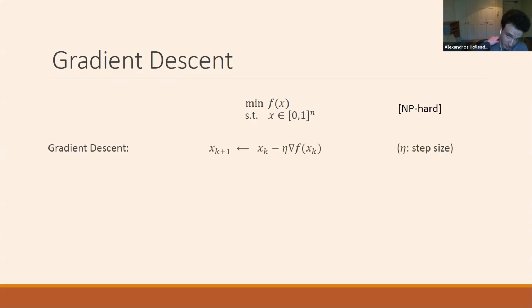In practice, though, what people do is that they still have to solve this problem somehow, or at least attempt to do so. And one very popular technique is the gradient descent algorithm. So the gradient descent algorithm is very simple. The idea is just you have this iterative process where the next iterate is obtained from the previous one by going in the opposite direction of the gradient in some step size, which is denoted by eta here.